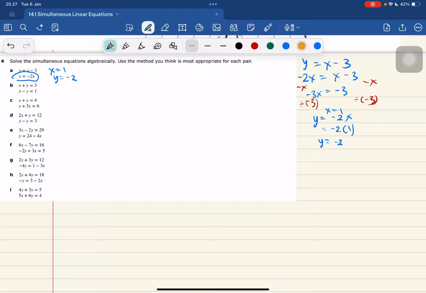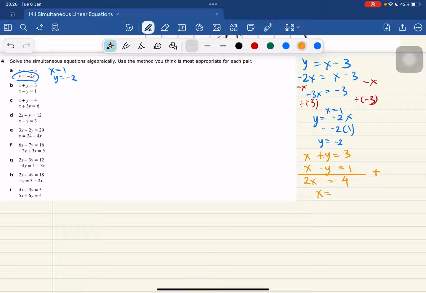Next question. We've got x plus y equals 3, and then x minus y equals 1. To make one of the variables disappear, we can add these equations. So x plus x is 2x, y plus minus y is 0, and 3 plus 1 is 4. We got 2x equals 4.